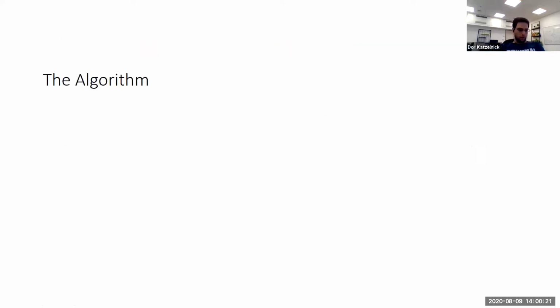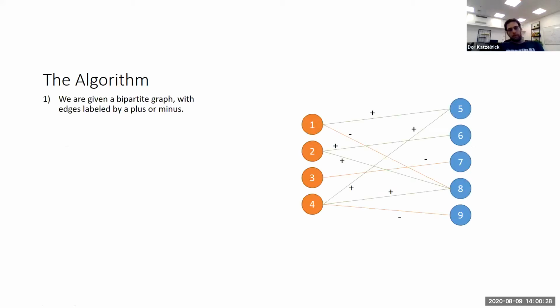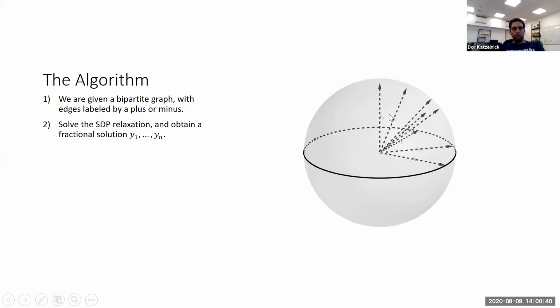And let's see the algorithm. So what happens in the algorithm? First, we are given a graph. We have a bipartite graph, where some of the edges are labeled by a plus sign, and the rest of the edges are labeled by a minus sign. So the first thing that we do is we solve the SDP relaxation.